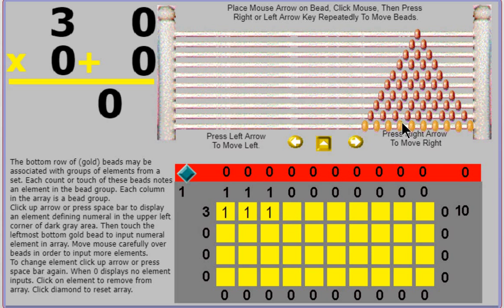1, 2, 3, 8. But now I want the factor to be greater than the base. We'll let the base be 8 again. So I will go back to the first bead and add 5.